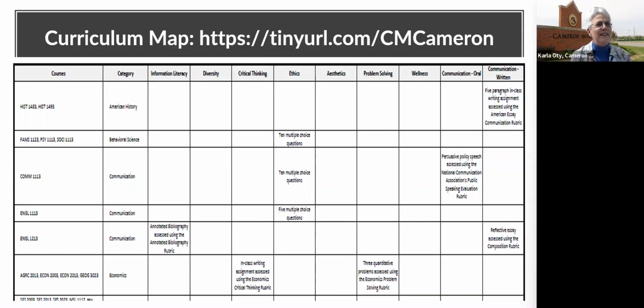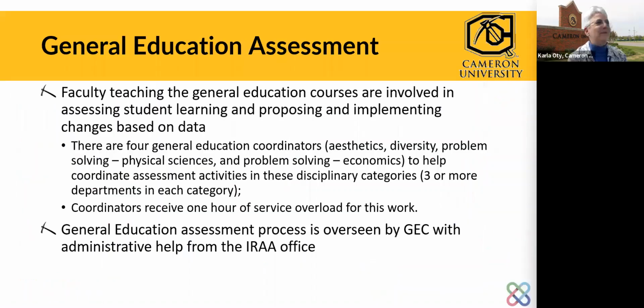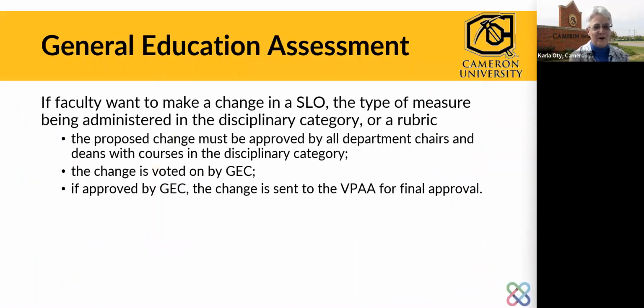So let me just go to the next couple slides and then I'll see if I can answer some of the other questions. We do want to make this a program, so it is a coordinated effort. If you are going to make a change in an SLO or the type of measure or a rubric, we do have a process now that the proposed change must be approved by all department chairs and deans. Because again, we want them to play together in the disciplinary category.